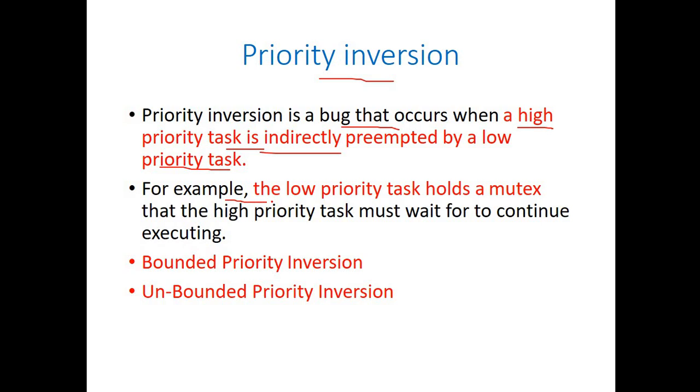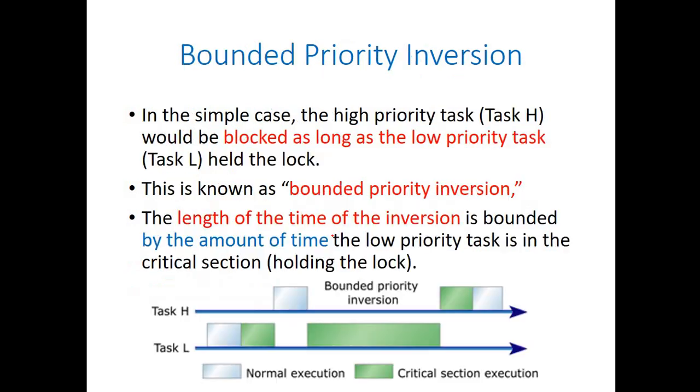Why does this scenario exist? The low priority process is holding the lock, and the higher priority process does not have the lock for accessing that particular resource. Therefore, the high priority process needs to wait for the other process to continue its execution. Priority inversions are of two types: bounded priority inversion and unbounded priority inversion.